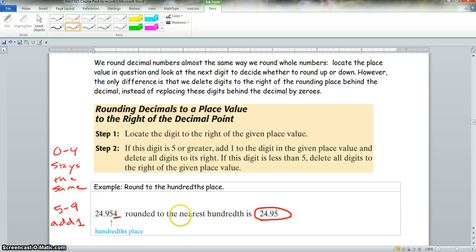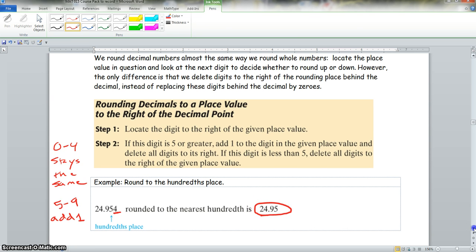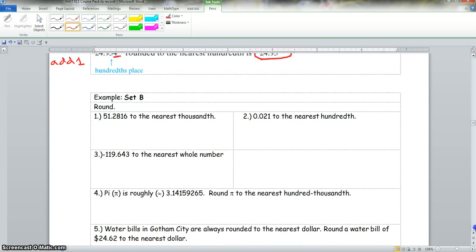If you put zeros behind this hundredth place, your answer is incorrect. Now let's scroll down and try a few problems.